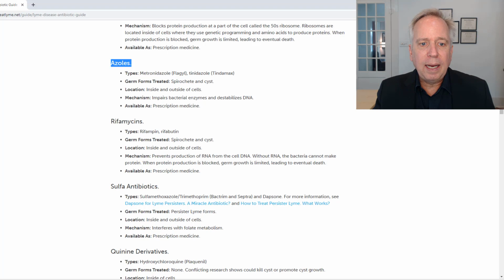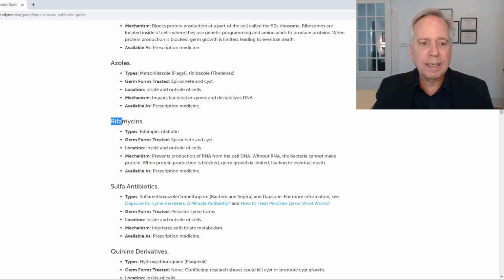And basically, they work by making it so various bacteria enzymes don't work correctly, and they destabilize the DNA of the germ. All right, but most of us are probably going to use them primarily for their anti-cyst activities.